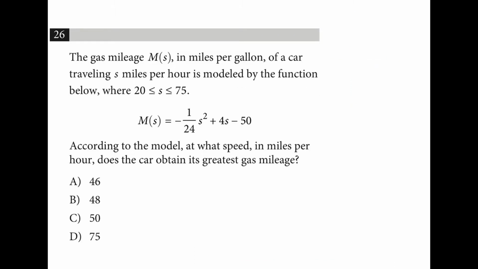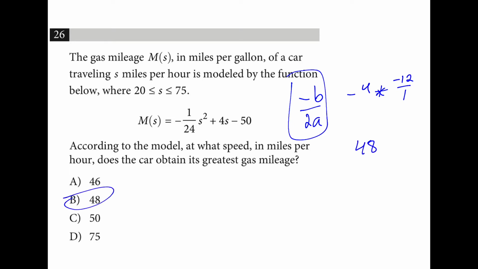According to the model, at what speed in miles per hour does the car obtain its greatest gas mileage? We're going to use the formula for the vertex, negative b over 2a, so I'm going to take negative 4 divided by negative 1/12. Another way of saying that, instead of dividing by a negative 1/12, is to multiply by negative 12 over 1. This gives me 48. That's the x-coordinate of the vertex, which would be the maximum.